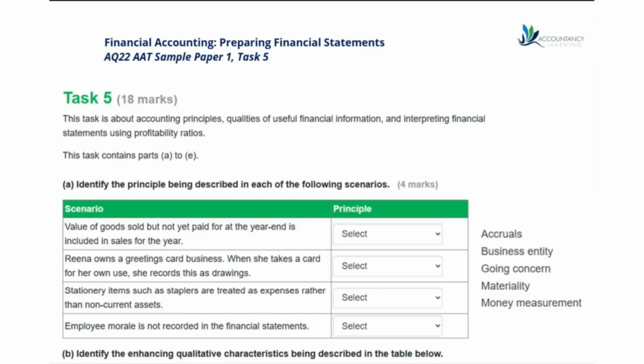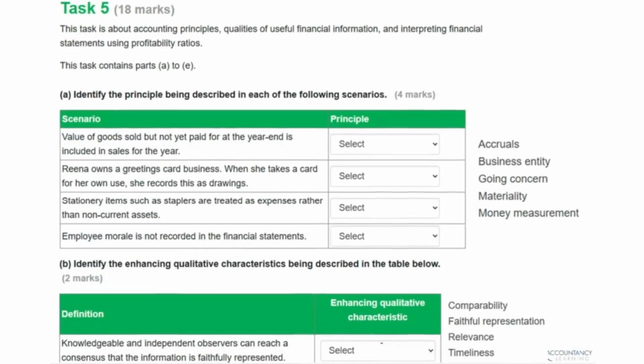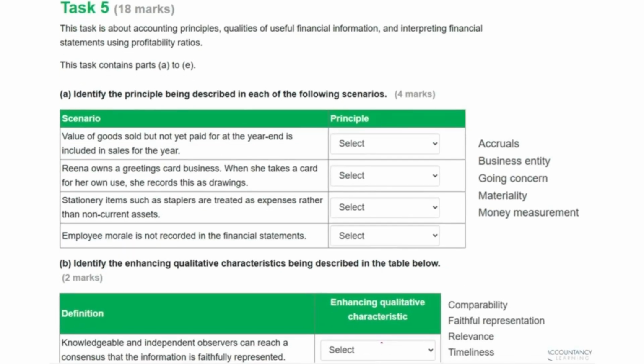In this video, I'll take you through the Level 3 Financial Accounting, Sample Paper 1, Task 5. So Part A asks us to identify the principle being described in each of the following scenarios. Value of goods sold but not yet paid for at year end is included in the sales for the year. So this is about matching. We're matching our sales to the time period in which they happened. So this is known as our accruals principle.